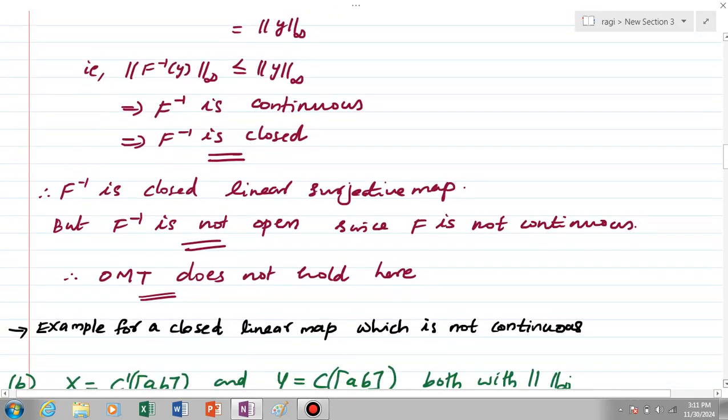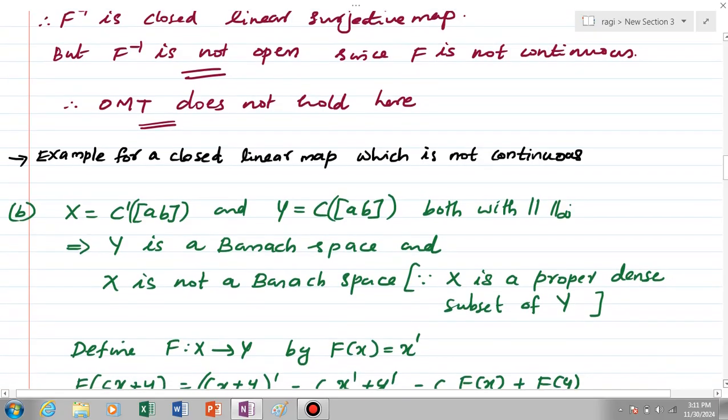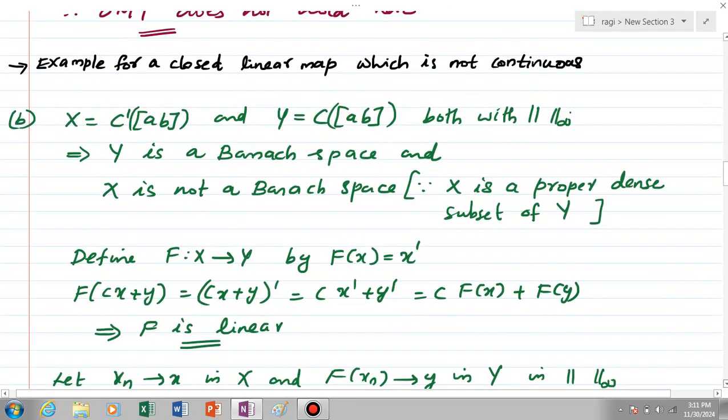Okay, now another example for when the closed graph theorem fails. That means an example for a closed linear map which is not continuous. Here we are choosing capital X equal to C' of [a,b] and capital Y equal to C of [a,b], both with norm infinity. Clearly Y is a Banach space and X is not a Banach space, because X is actually a proper dense subspace of Y, so that cannot be Banach.